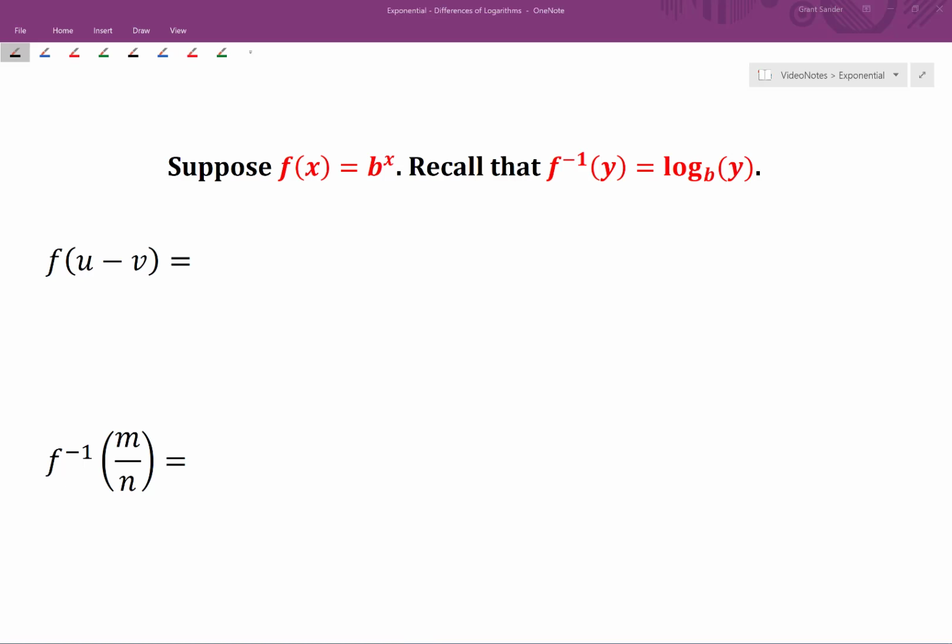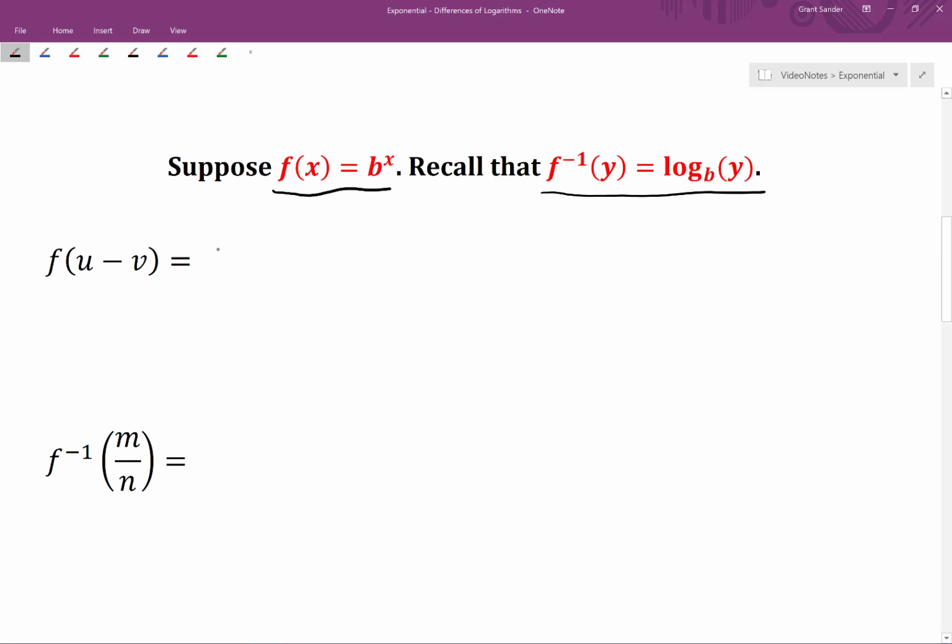In this video, we will look at the difference property of logarithms. So suppose f of x is equal to b to the x, and f inverse of y is equal to log base b of y, based on the fact that the logarithm function undoes this basic exponential function. So let's start by evaluating f of u minus v.